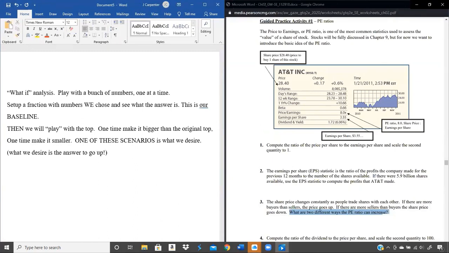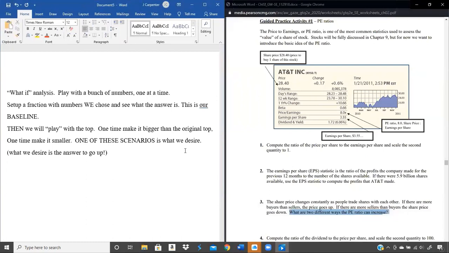So we've just come up with our own two numbers, one for the top, one for the bottom. 100 divided by 5, or 100 divided by 10, or 1,000 divided by a million. It doesn't matter what they are. It's just a baseline. You get an answer, and you hold that answer, and you say, you're my baseline. You're what I compare everything to. Then you take the top number, make it bigger one time, see what the answer changes to. Make it smaller one time, see what the answer changes to. Okay, so that's scenario A.